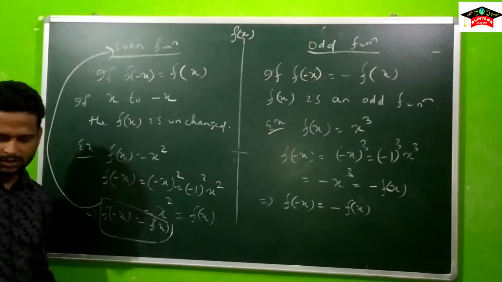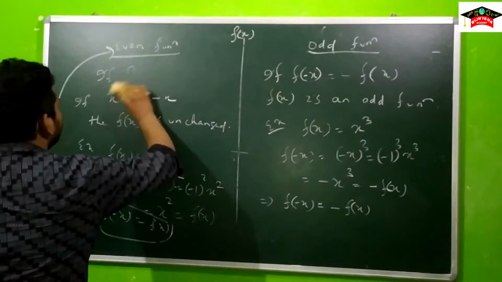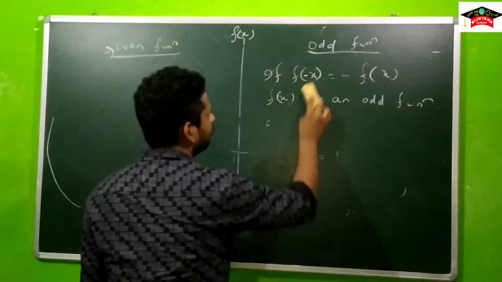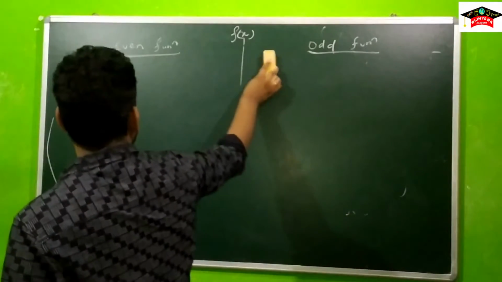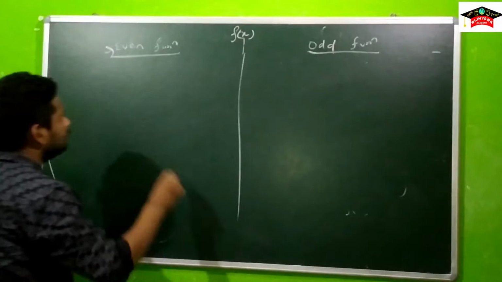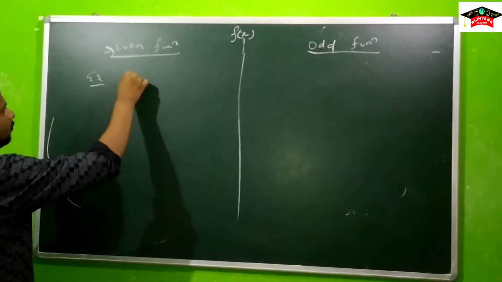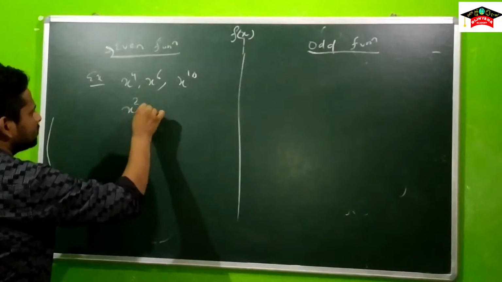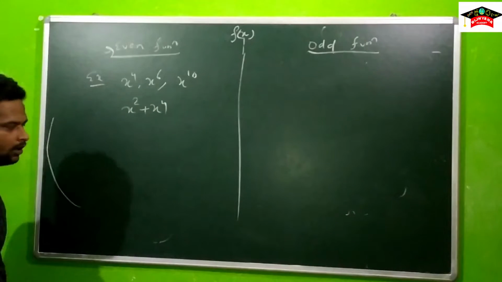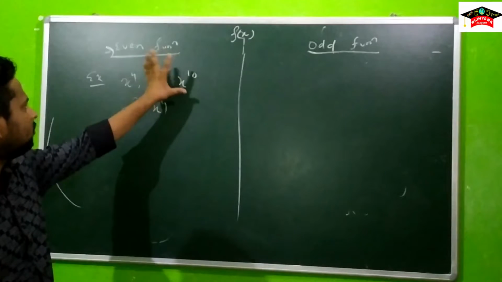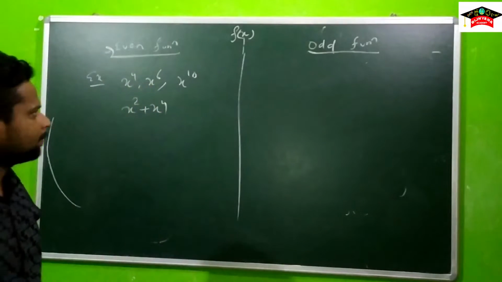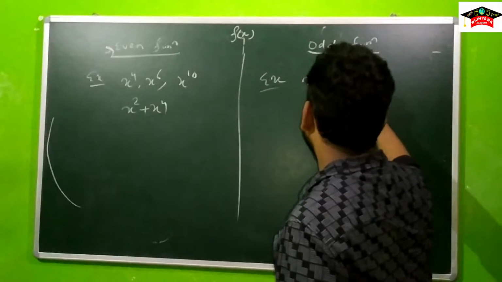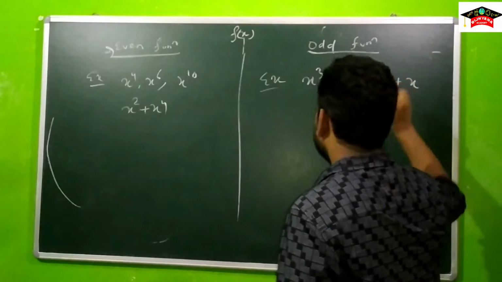Then we see different functions which are called even or odd. Let's say more examples of even function. Let x4, x6, x10 or x square plus x4. These all are even functions, because if you take x to minus x, the value of the function is not changed. That means it is unchanged. If you take the example of odd function, it will be x cube, x7, x5 plus x. These are called the odd functions.